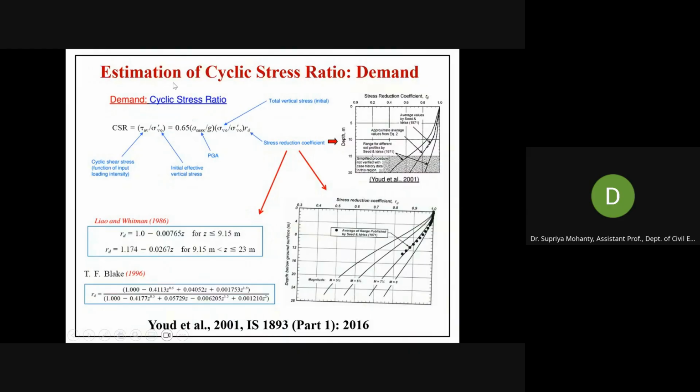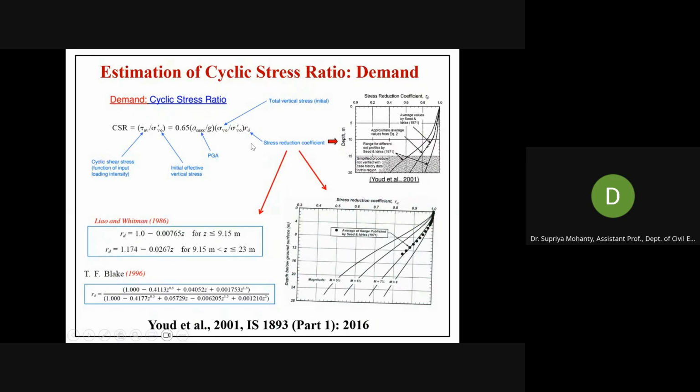Okay. So now cyclic stress ratio, the demand part. The basic background of cyclic stress ratio and the principle was discussed in Wood et al. 2001 paper, and the concept has been taken from that, and a similar expression has been given in the 2016 version of our IS code. So CSR is the ratio of cyclic stress to average initial effective vertical stress, which is nothing but 0.65 a max by g, total stress to effective stress ratio, into stress reduction coefficient.